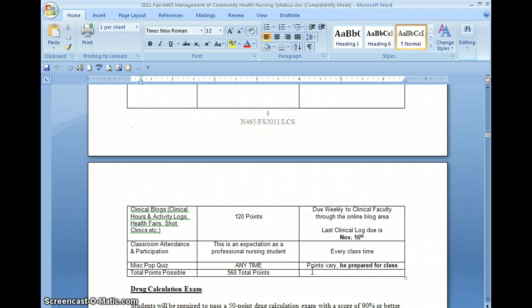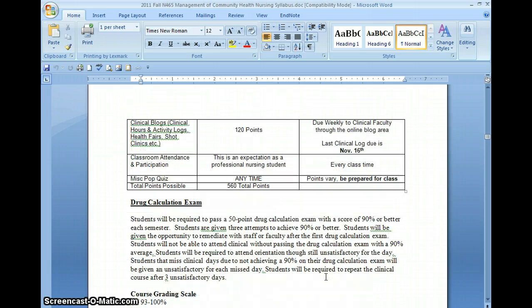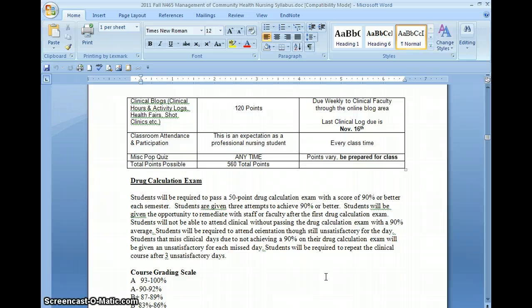Class attendance, I don't give points for it, but if they quit coming to class, I might give a pop quiz, and then they'll miss out on those points. They do take a drug exam. I will know if any of them have not passed by the end of next week, and if so, they cannot attend clinical. That is a situation you may have to deal with, and we'll discuss that. But in the past, I haven't had that problem.